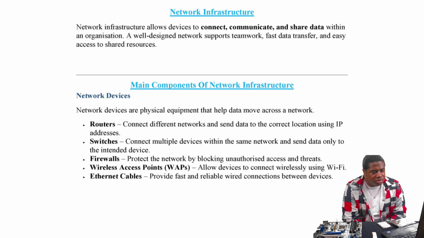has fast data transfer and is easy to access to share resources. Infrastructure is the router, the switch, firewall, wireless access points, and Ethernet cables. The router connects different networks and sends data to the correct location using an IP address.